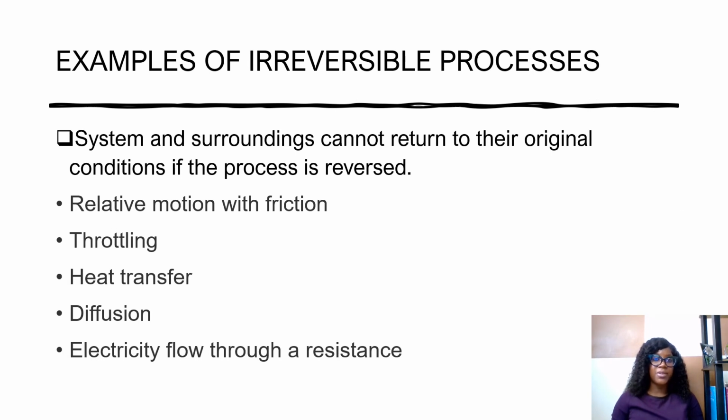So here are some examples of other irreversible processes. Remember that an irreversible process means that both the system and the surroundings are unable to go back to their original state once the process is reversed. So let's look at relative motion with friction. There's also throttling, heat transfer, diffusion, as well as electricity flow through a resistance. As usual, I need you to go and read up on all these so that we can have a discussion if there are any challenges in our seminar session.